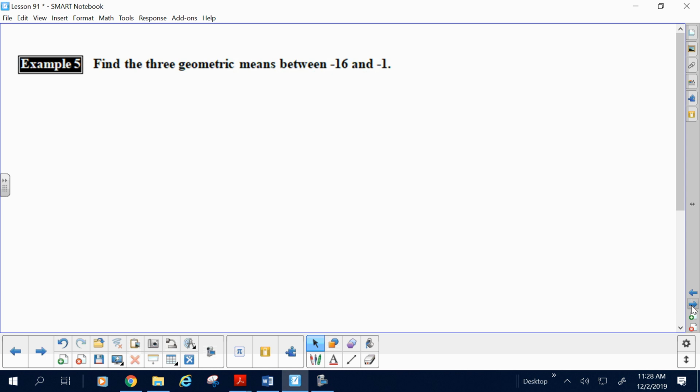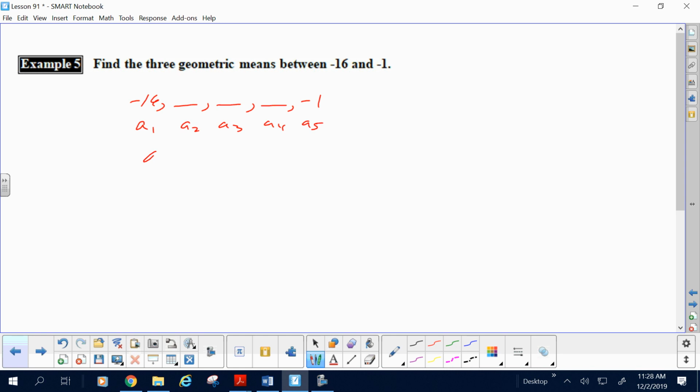Find the 3 geometric means. Do you guys have a... Yes, okay. One more. Find the 3 geometric means between -16 and -1. Alrighty now. What's the relationship between the given? What am I given? A1, A5. This is A1, A2, A3, A4, A5. A5 is A1 times what? R to the 4th. A5 is -1. A1 is -16.